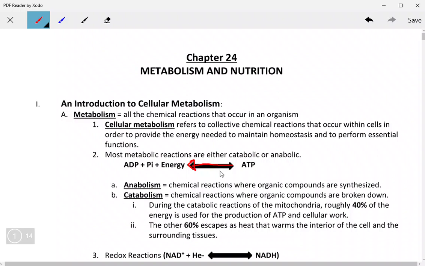So the catabolic reaction is when ATP is broken down into ADP, all right, and inorganic phosphate. And the breakage of this phosphate bond releases energy into the system. Are you following? So in catabolic reactions, organic compounds are broken down. Okay, and a lot of times roughly about 40% of the energy that is released is then used to make ATP again and to carry out cellular functions. Okay, but 60% will escape into the environment and warm up the interior of the cell and surrounding tissues.